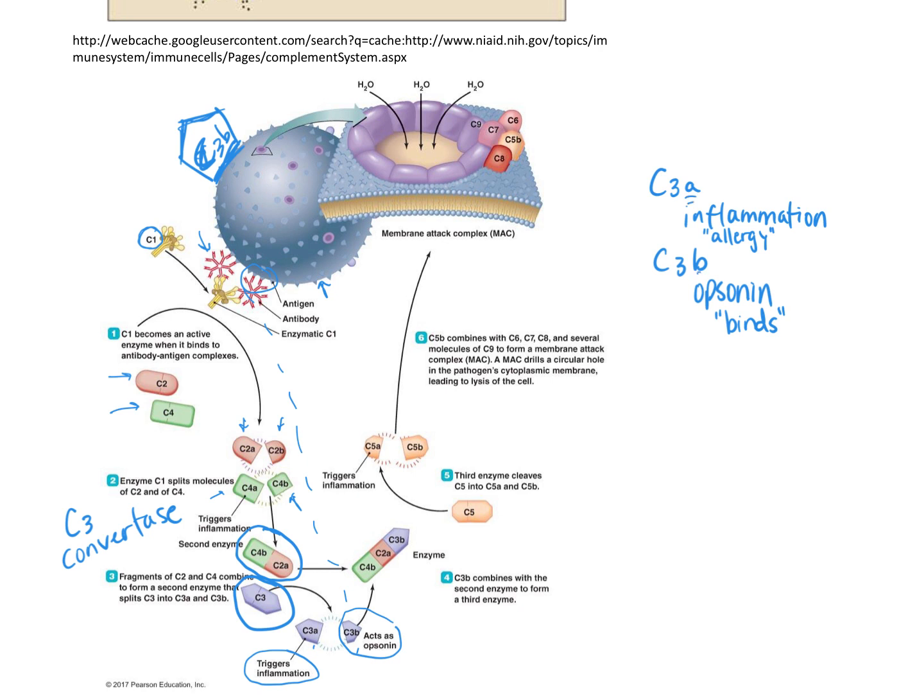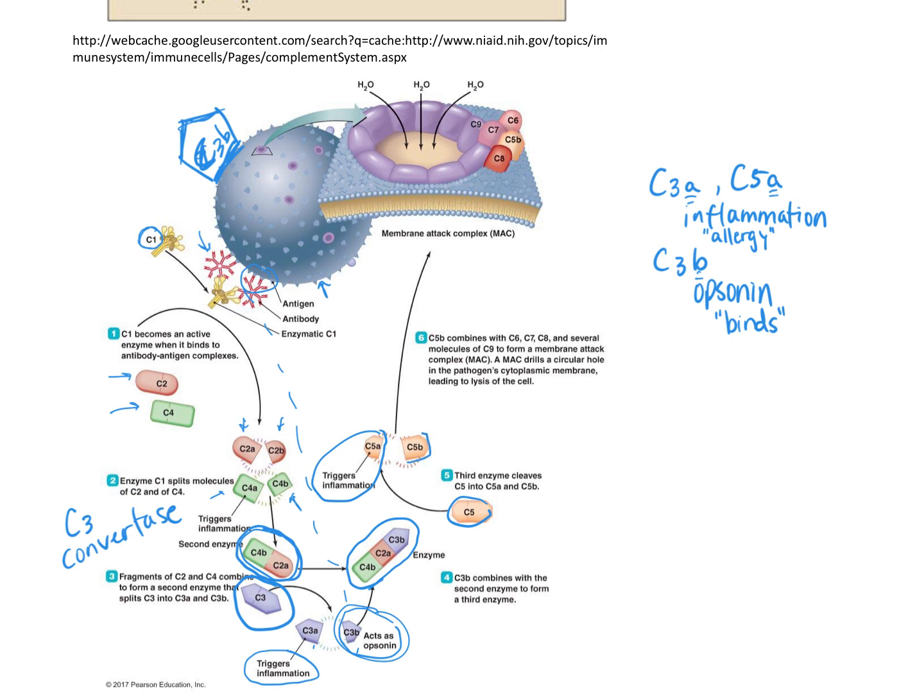Okay. So back down here at the bottom, some of that C4B, C2A actually will bind with the C3B to split C5. And then once again, the C5A triggers inflammation. So let's write that up here, C5A. So again, the A's allergy or inflammation.